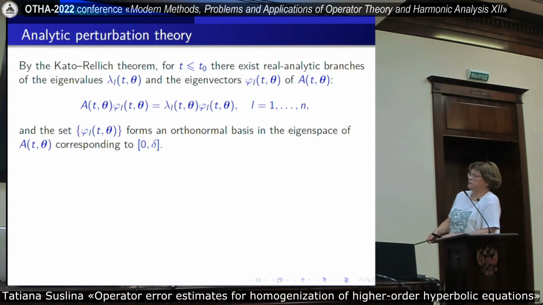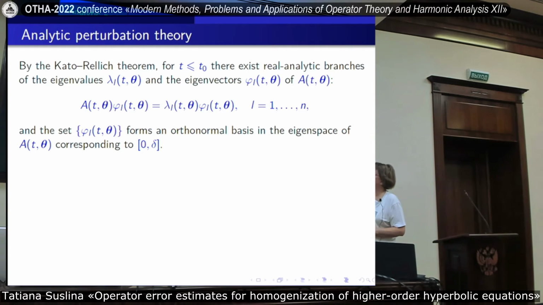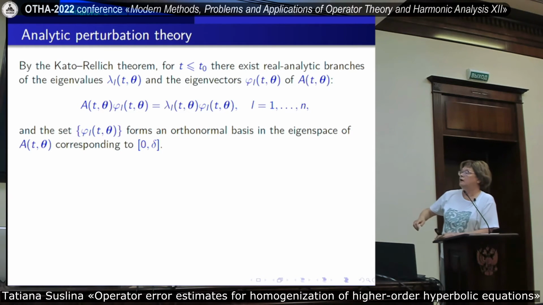By the Kato-Rellich theorem, for t less or equal than t naught, there exist real analytic branches of the eigenvalues lambda_l and eigenvectors phi_l of our operator family. They are analytic in t, but they depend also on theta. And the set of phi_l's forms an orthonormal basis in the eigenspace corresponding to this part of the spectrum, containing the first n eigenvalues.